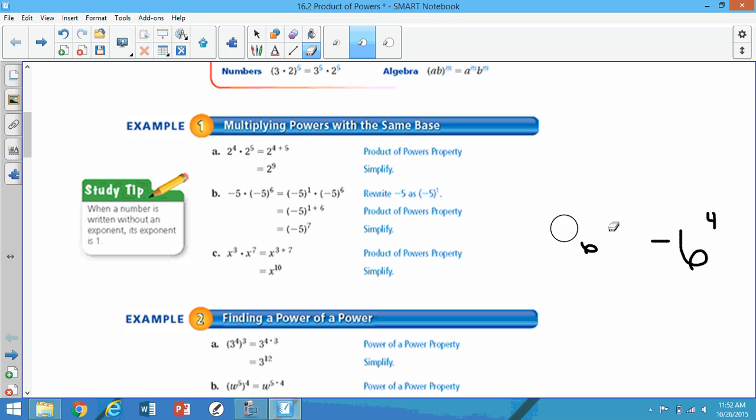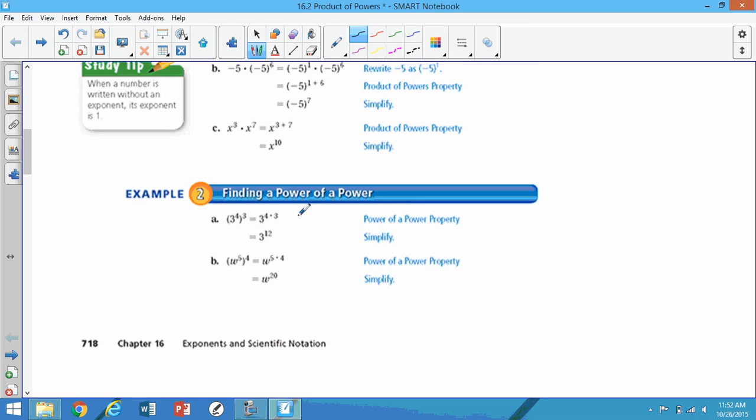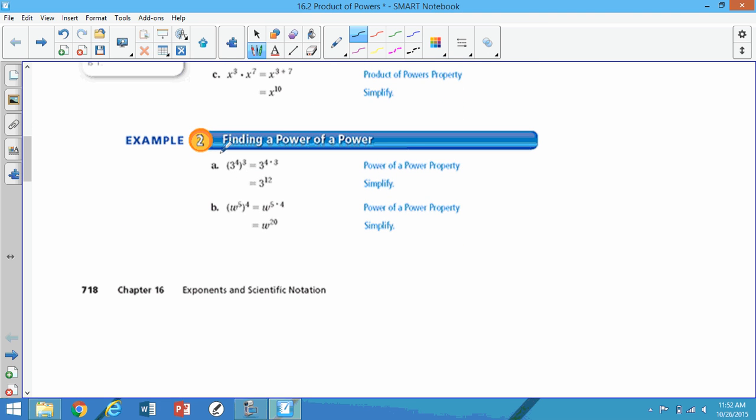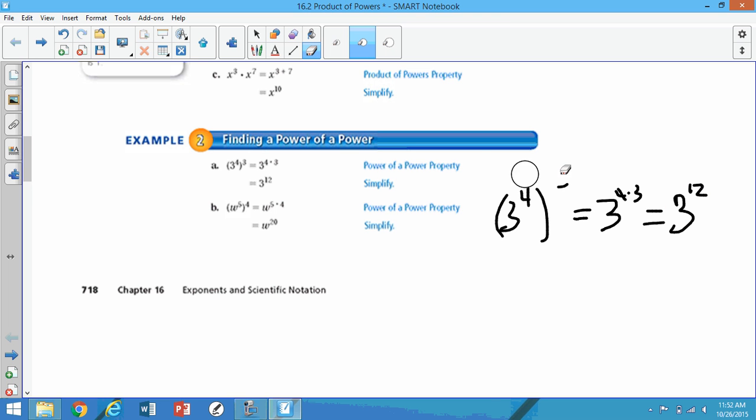So remember, if it's just a number, it's automatically to the power of 1. Okay? Then when you're finding a power of a power, this is where you're multiplying. So you have 3 to the 4th, and that whole thing in parentheses is to the 3rd. That means 3 to the 4th times 3. So that equals 3 to the 12th. Okay? That's what that means.